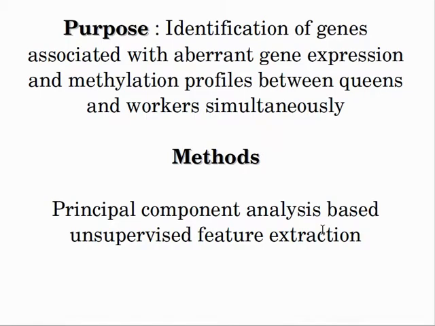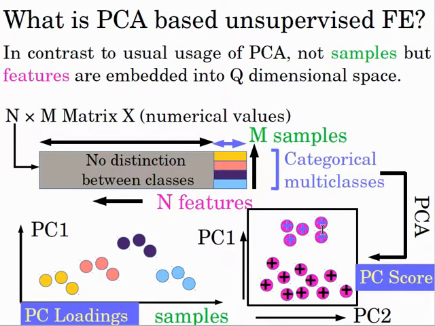The purpose is identification of genes associated with aberrant gene expression and methylation profiles between queens and workers simultaneously, because if epigenetics can control the phenotypes distinct between queens and workers, these genes should be governed by some epigenetic effect, for example, methylation. The method we used is principal component analysis based unsupervised feature extraction, which I invented a few years ago. And what is PCA based unsupervised FE?